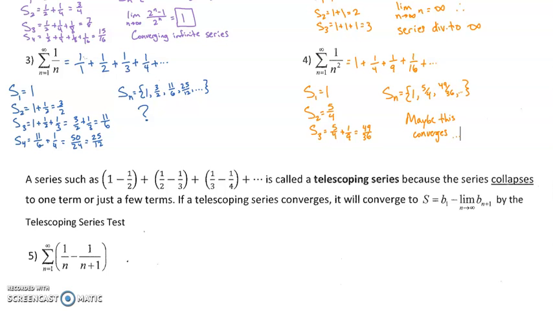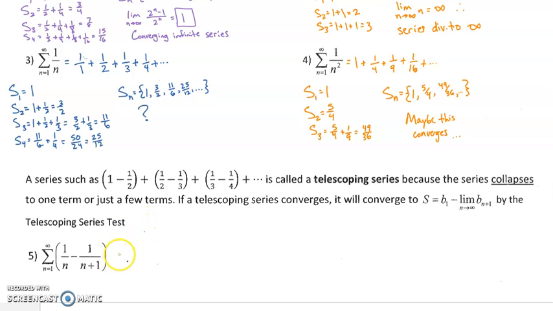A nice example of this is 1 minus 1/2 plus 1/2 minus 1/3 plus 1/3 minus 1/4 plus 1/4 minus 1/5. You're going to notice that the negative 1/2 and the positive 1/2 cancel out. The negative 1/3 and the positive 1/3 cancel out. Because most of the terms are gone, only one or just a finite number of terms are going to be left. We're going to be able to find the value to which this telescoping series converges.